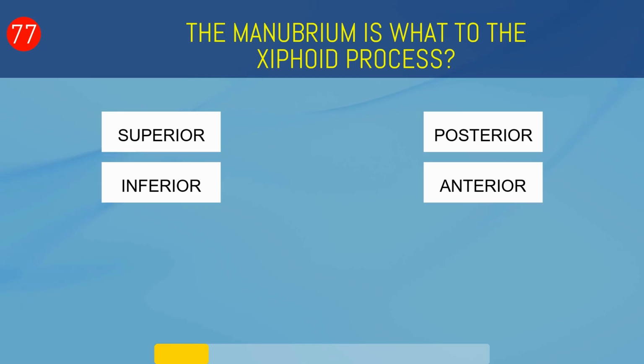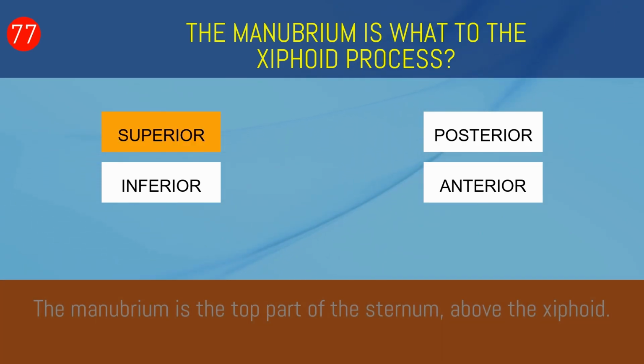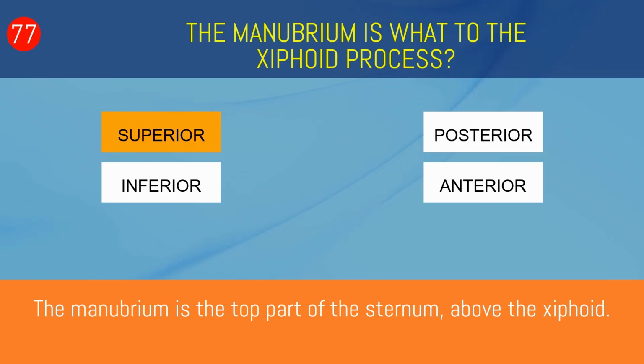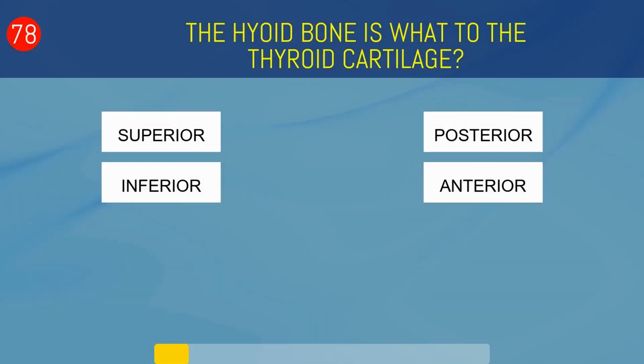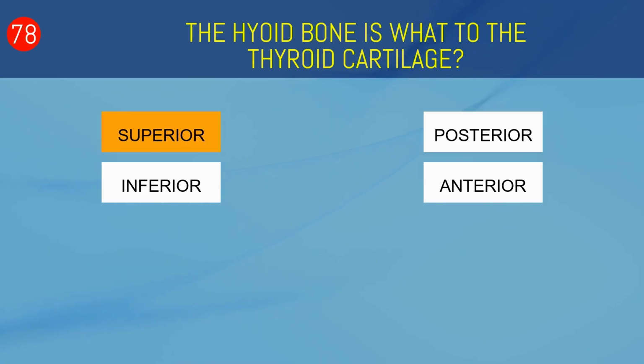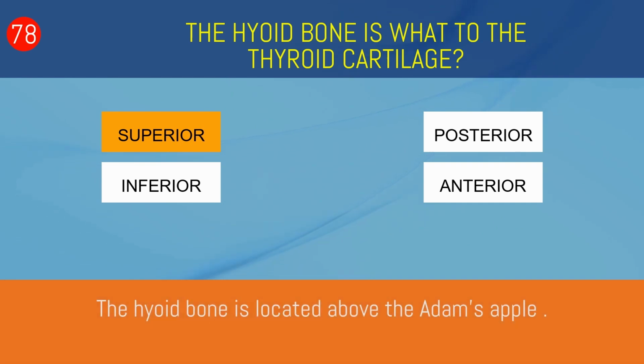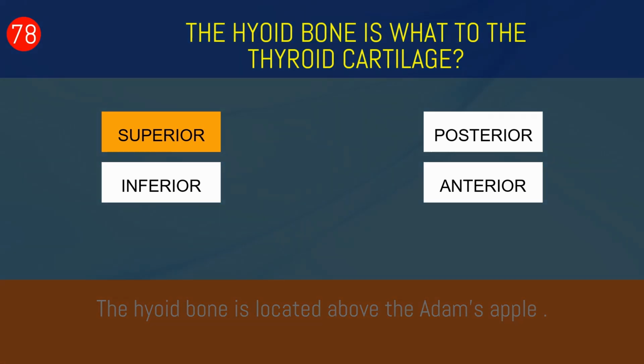The manubrium is what to the xiphoid process? Superior, inferior, posterior, or anterior. Superior. The manubrium is the top part of the sternum, above the xiphoid. The hyoid bone is what to the thyroid cartilage? Superior, inferior, posterior, or anterior. Superior. The hyoid bone is located above the Adam's apple.